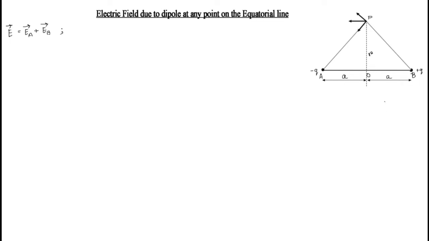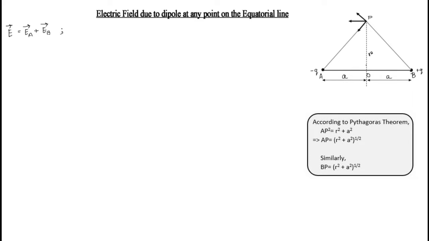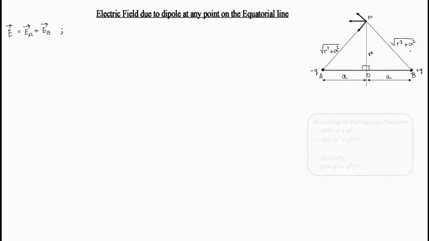Before doing that, let us consider this distance. So find out this distance AP. So this triangle AOP is a right angle triangle at O, and two of its arms are A and R. So the hypotenuse using Pythagoras theorem is nothing other than R square plus A square. Similarly, for this triangle POB, again it is a right angle triangle at O, and two of its sides are R and A. So the hypotenuse becomes R square plus A square according to Pythagoras theorem, like that.